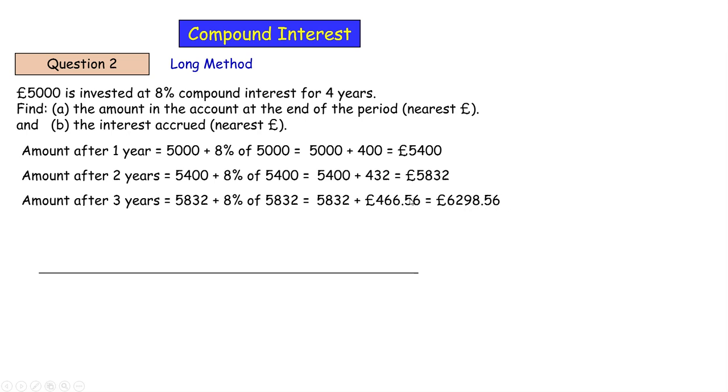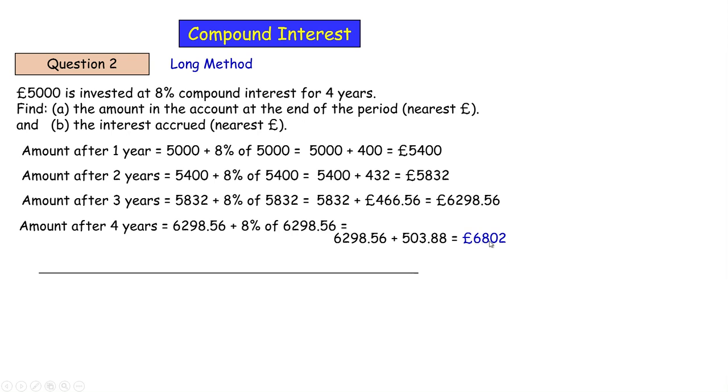£6,298.56. And because it's 4 years this time, not 3 years, we do one more calculation. Find 8% of the £6,298.56, and we get £6,802 because it's to the nearest pound. Okay, and the interest accrued then is that 6,802 take away the original 5,000, which gives us £1,802. Good. So hopefully you got that. If not, make your corrections now and then hit play to move on.